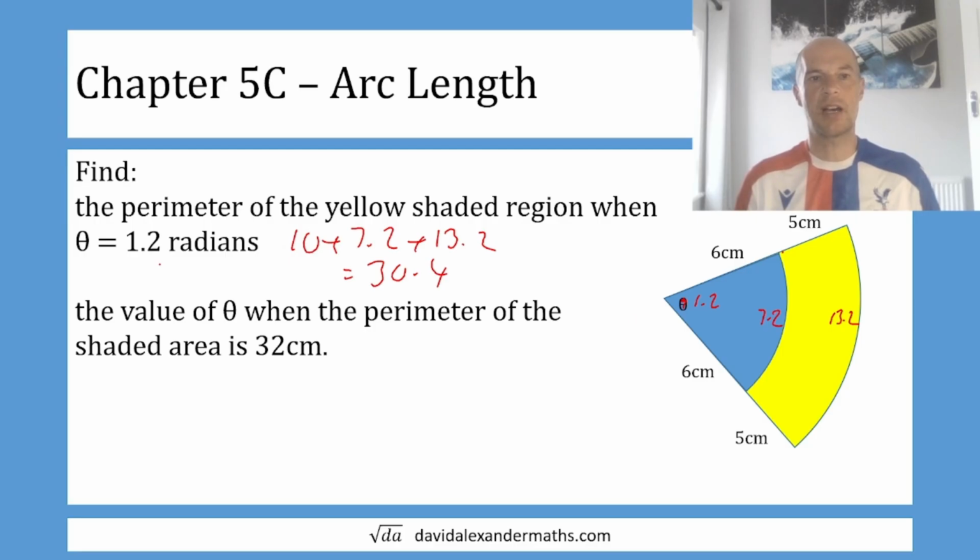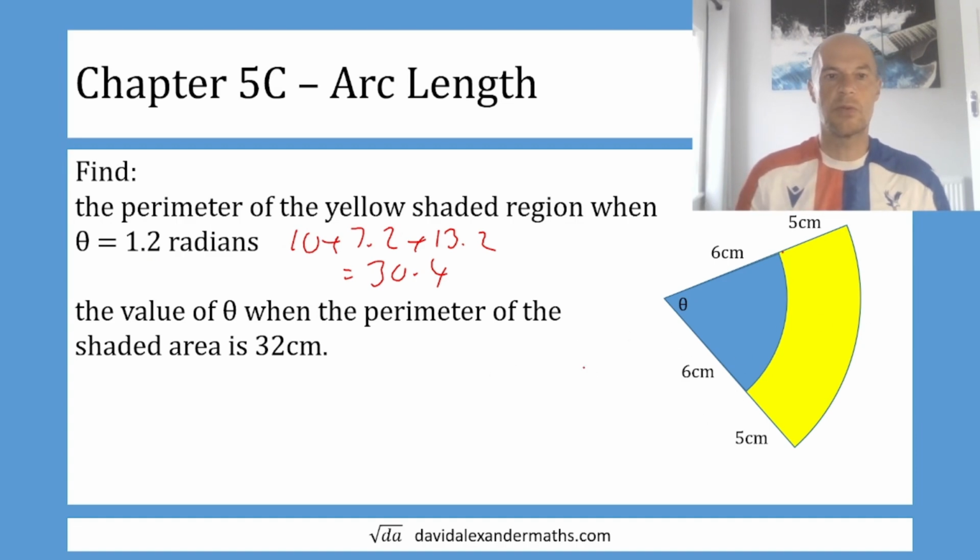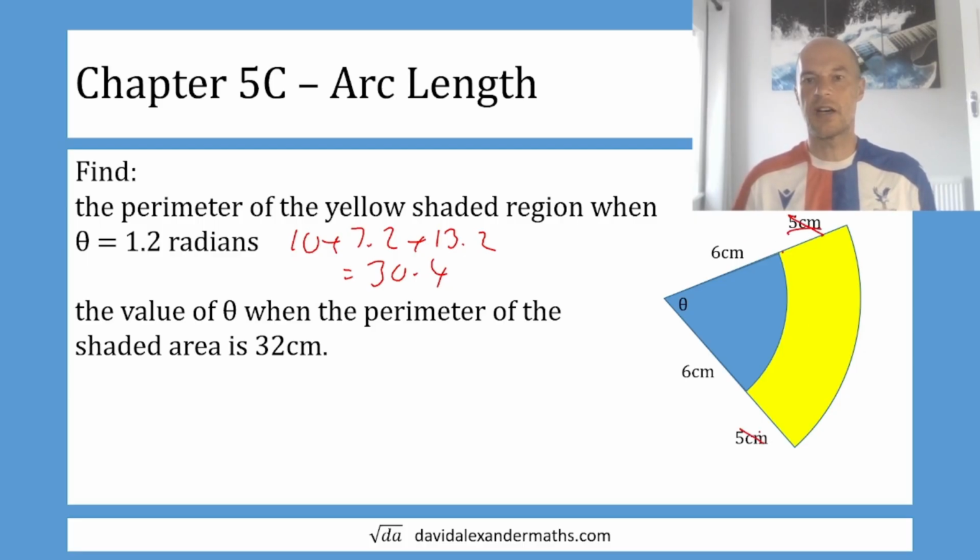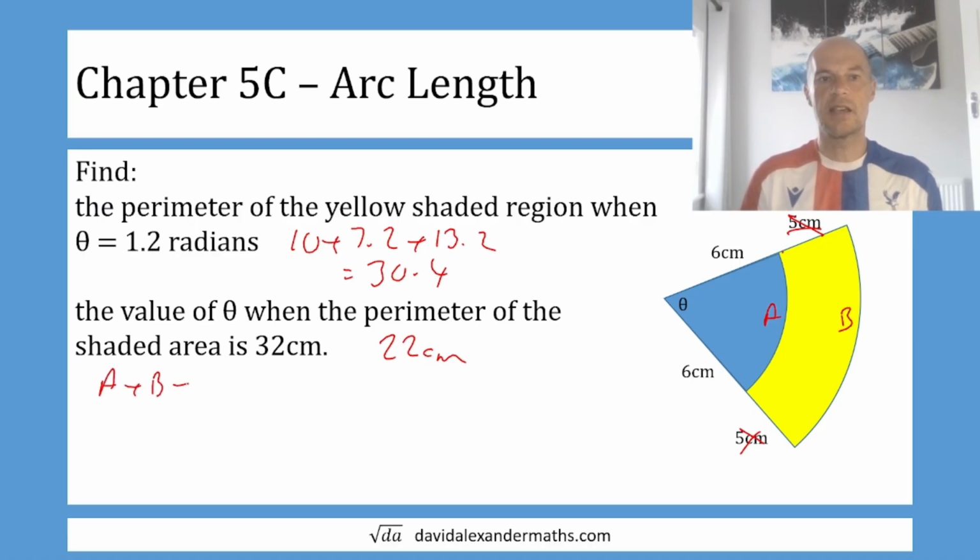So here we're working it backwards and we don't know what theta is. Let me just delete these values here. So we're trying to work out what theta is, and we know that the perimeter is 32. So what I'm going to do is take off the 5 and the 5. So that will take me down to 22. So 22 centimeters equals these two arcs, A and B, together. So A plus B is 22.